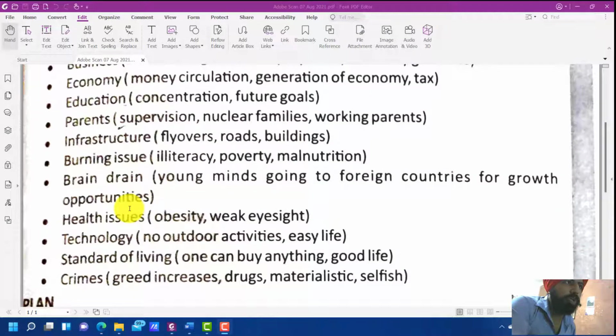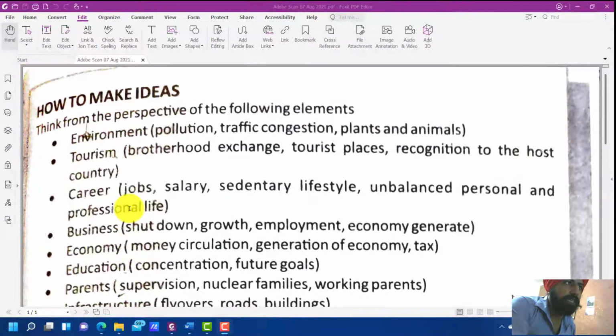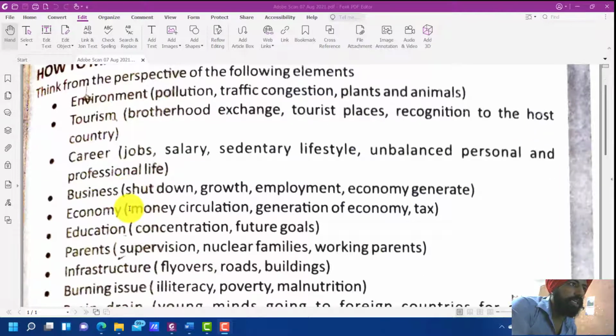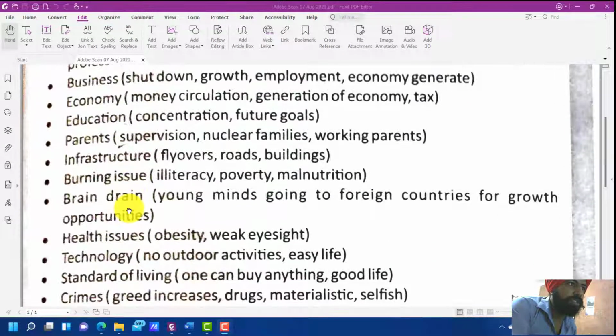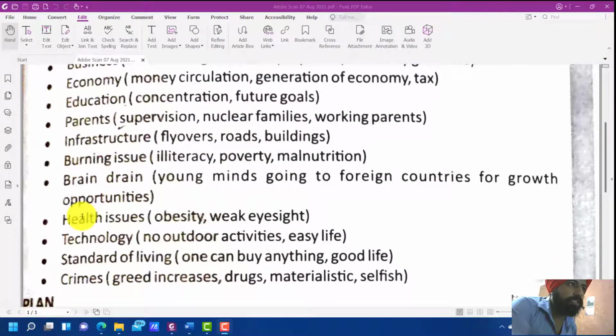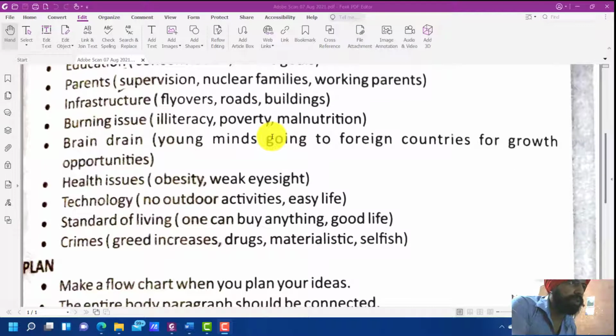All you need to do is work on these topics as I'm showing on my screen right here: environment, tourism, career, business, economy, education, parents, infrastructure, brain drain, and health issues. I have already mentioned in parentheses supervision and neutral families. You need to do research on it, on how these terms are defined.